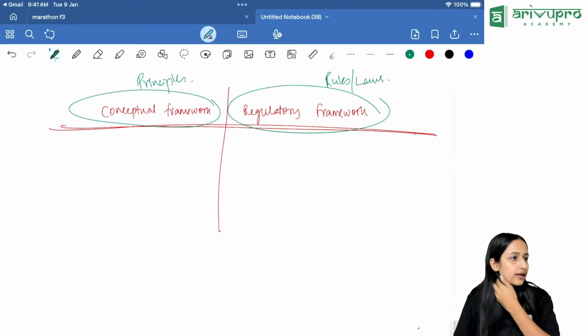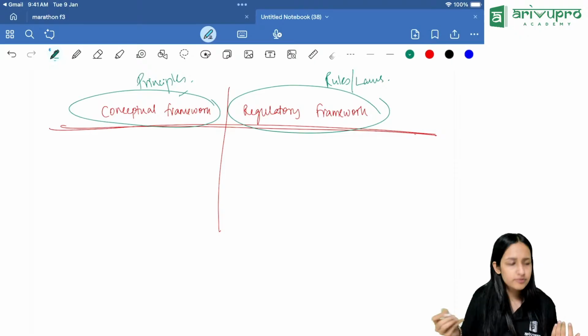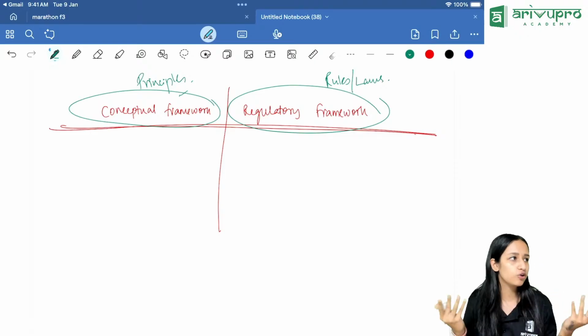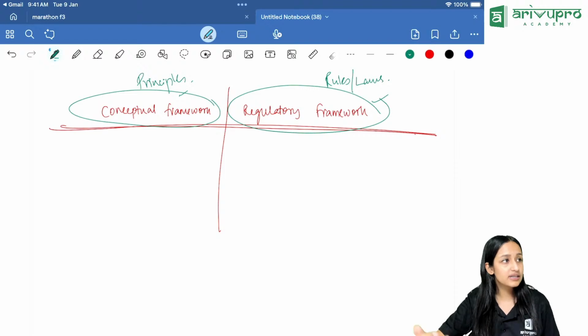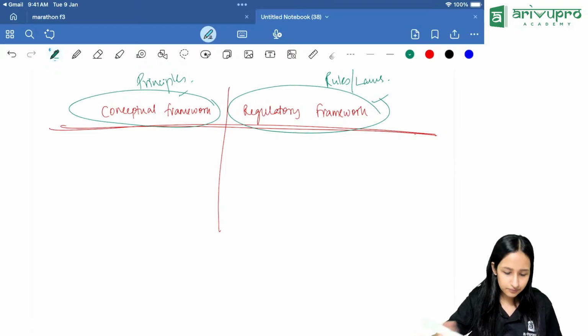Got it? So if you do not comply with the conceptual framework, no problem, it's okay. It's the easy way that they found for you. If you don't want to do it, your wish, no problem, nobody's going to arrest you. But if we are looking at the regulatory framework, these are the laws and rules. If you do not follow that, you are asking for trouble at this point. So we shouldn't be doing all that, right?